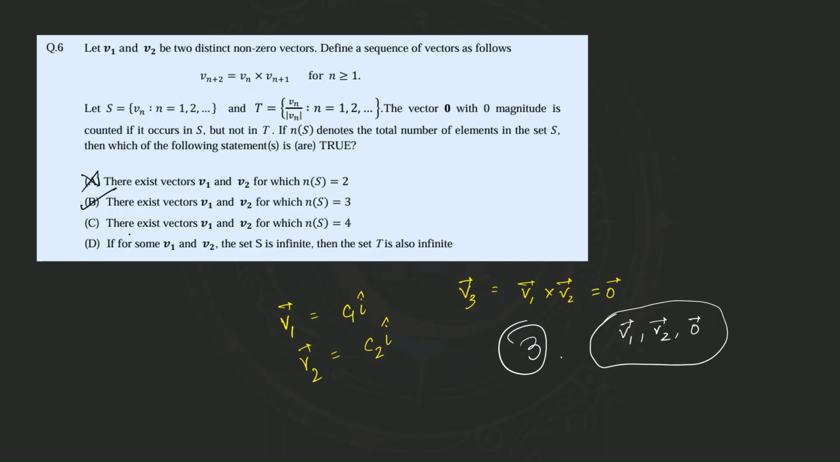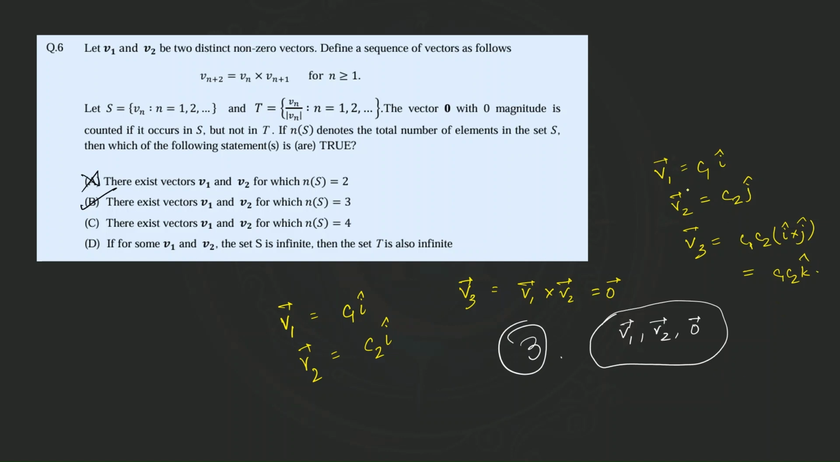Now coming to option C, there exist vectors v1 and v2 for which NS equal to 4. So if we choose any other combination, let's say v1 equal to c1 i cap, and v2 we choose orthogonal to this v1 vector, so let's take c2 j cap. Then our v3 vector will be v1 cross v2, which is c1 times c2 times i cap cross j cap. So we have c1 c2 k cap.